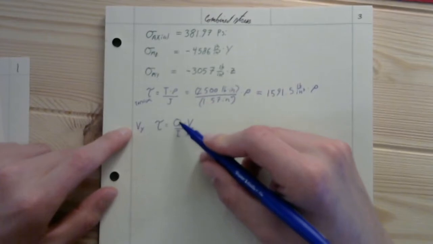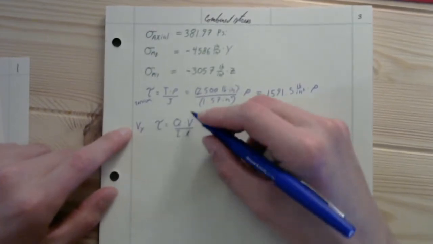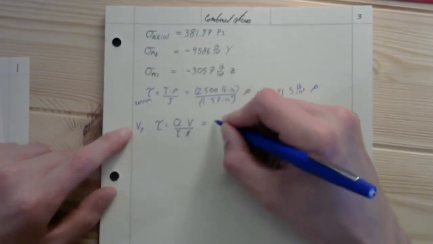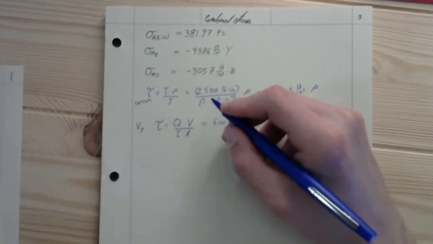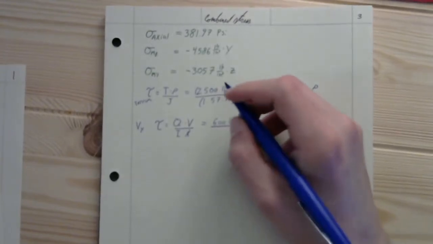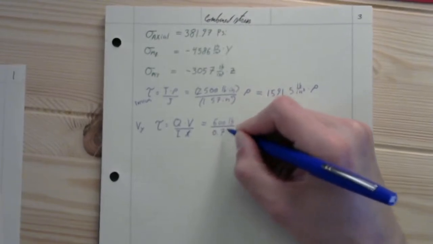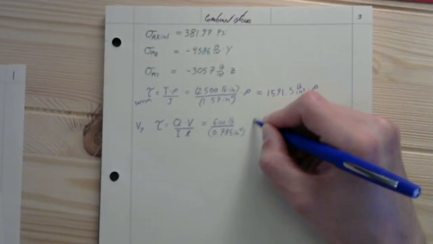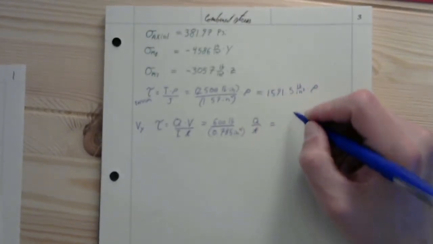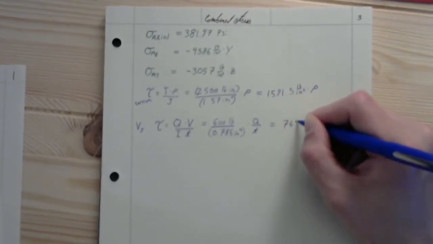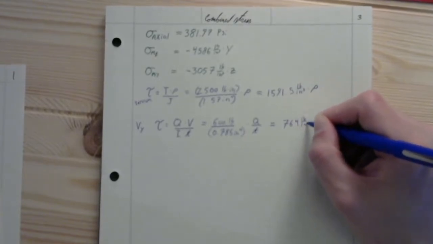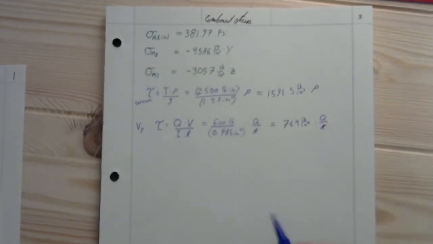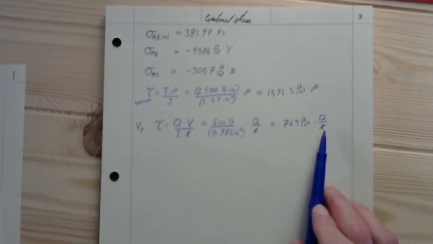Now, Q is obviously a function of where you are, so we can't really do that. We can get rid of shear and the second moment of inertia, though, because this is going to end up being 600 pounds for shear in the y direction, and divide that by 0.785 inches to the fourth for that, times Q over T. That gives us 764 pounds per inch to the fourth times Q over T. So we can just plug in whatever values we want for Q and T and solve.